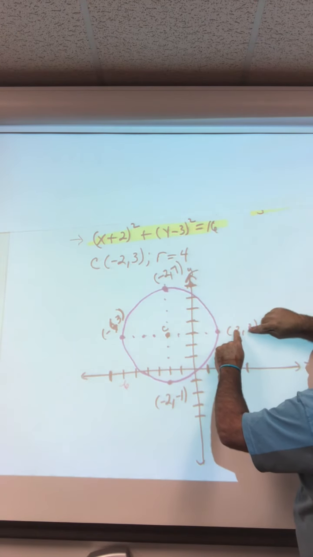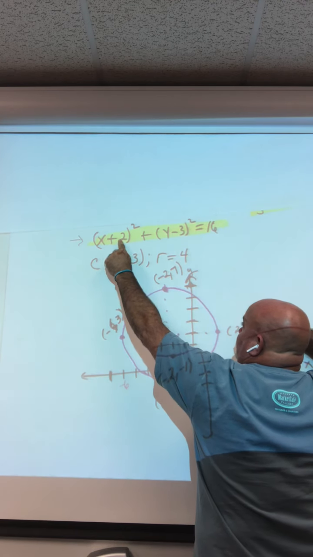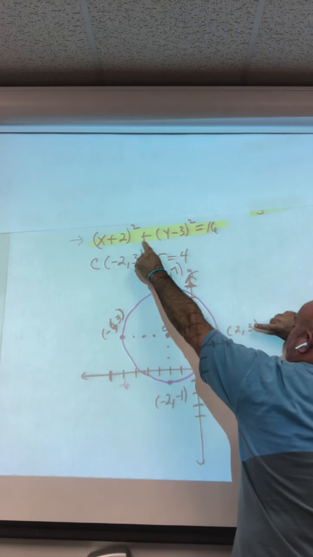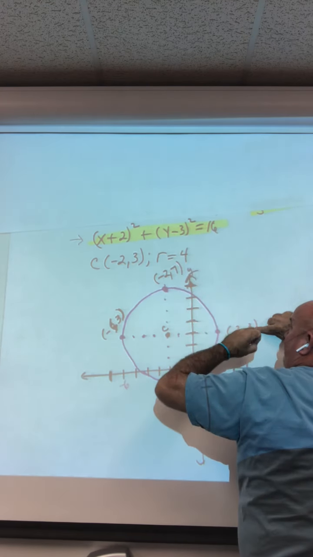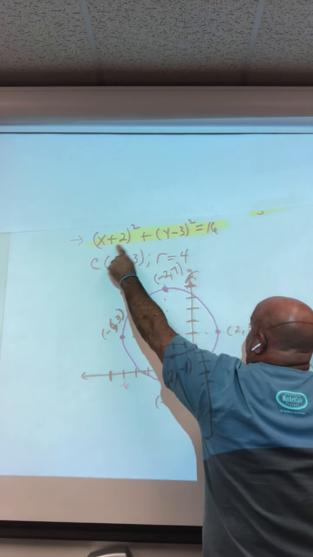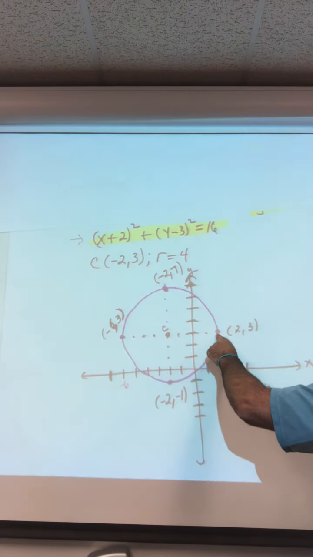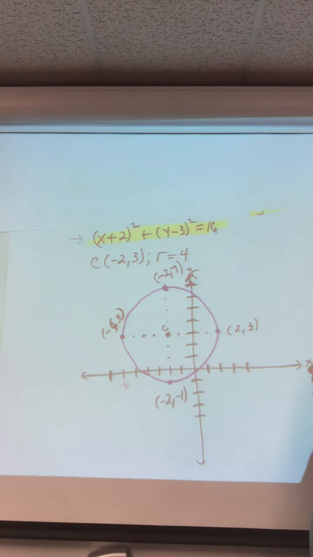Let x be 2. What's 2 plus 2? 4. What's 4 squared? 16. Plus, what is 3 minus 3? 0. What is 0 squared? Still 0. So 16 plus 0 is 16. So now at that point right there, that ordered pair is an answer to that problem.